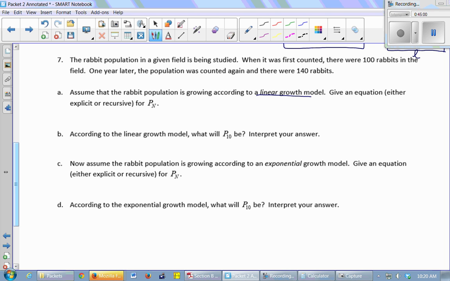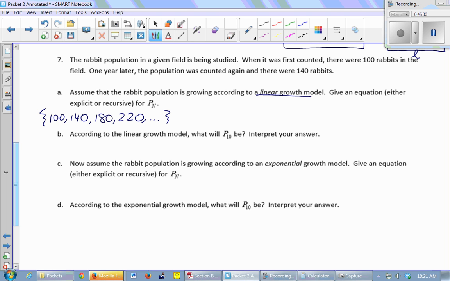Okay, so linear growth means that each year you're going to grow by the same amount, right? So if in year 1 we increased by 40 rabbits, then from year 1 to year 2 we again increased by 40 rabbits, right? So my list is going to be 100, 140, 180, 220, right? So linear growth means you're always growing by the same amount. If you grew by 40 in the first year, you're going to continue to grow by 40 every year.